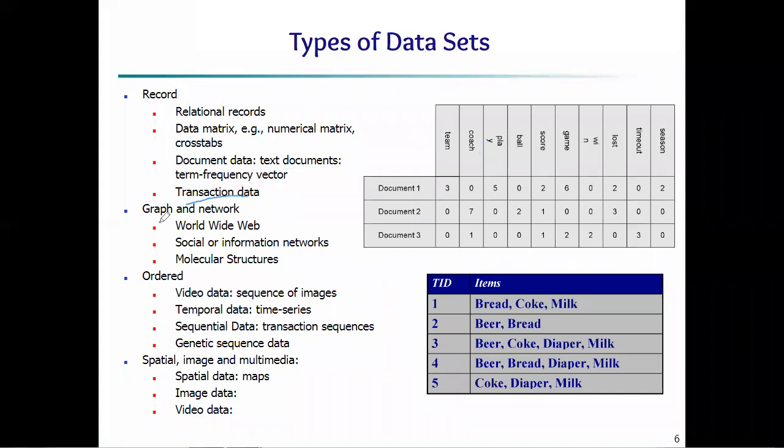Transaction data, then graph and network data, and all the data present on the World Wide Web. These are the different types of data sets we have to work on and mine. Then social or information networks, molecular structure. Some of the data should be in order. Order means video data. Video data should be in sequence.